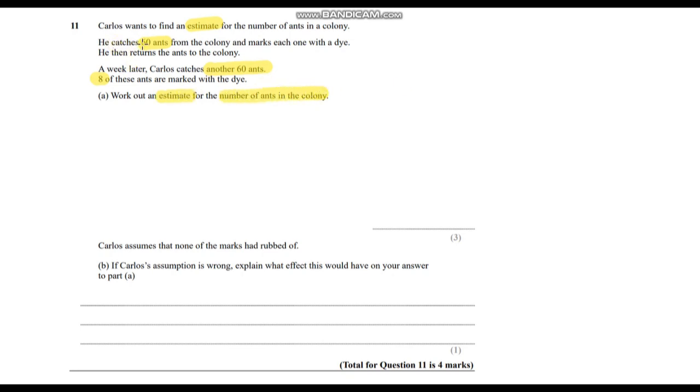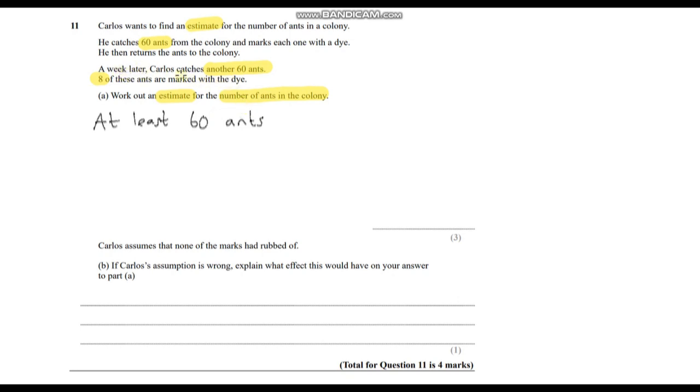So Carlos catches 60 ants from the colony and marks each one with a dye. So we know that there are at least 60 ants, otherwise he wouldn't have caught 60 ants. But then it says he returns the ants to the colony. So we're not taking those 60 ants out, that would obviously reduce the number of ants in the colony. We're putting them back in, so the number hasn't changed.